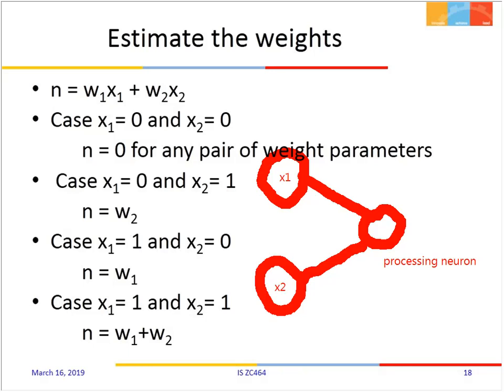So let us call this expression n. We do not know w1 and w2, but we know x1 and x2 for one sample training data. With x1 and x2 being 0, we know that its output should be y equal to 0. So what do we want? We want f of n to be equal to 0, right?